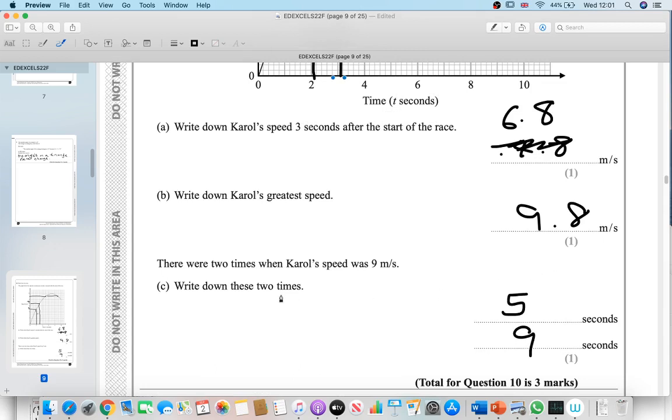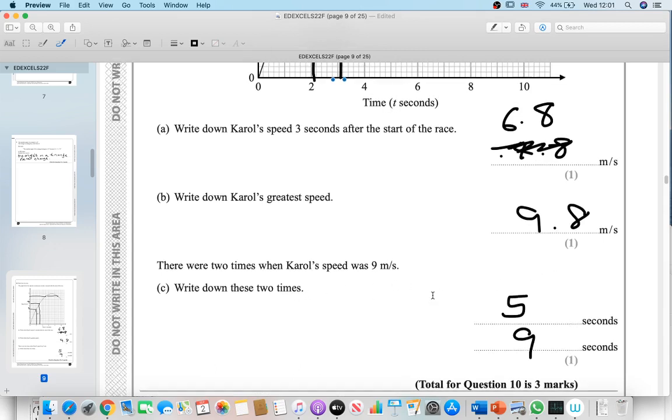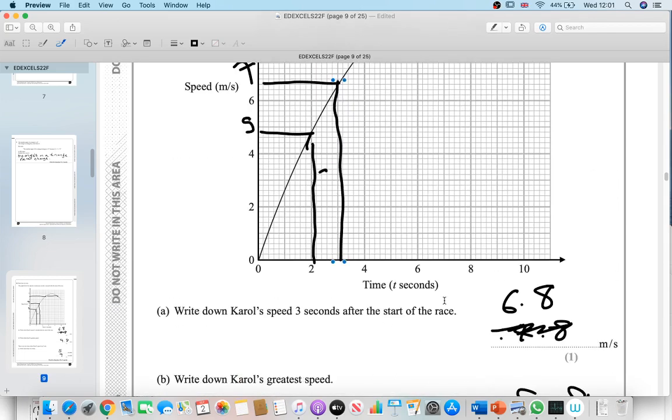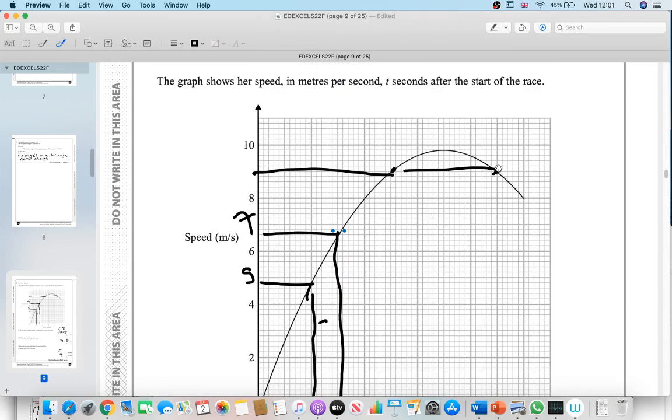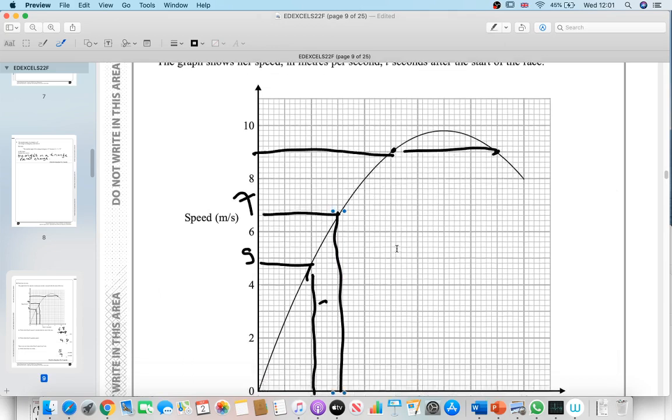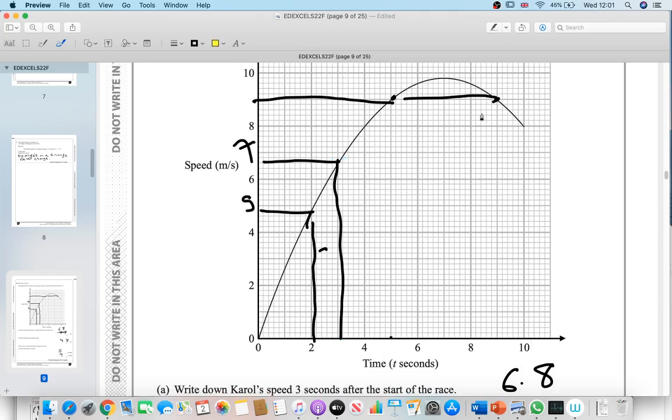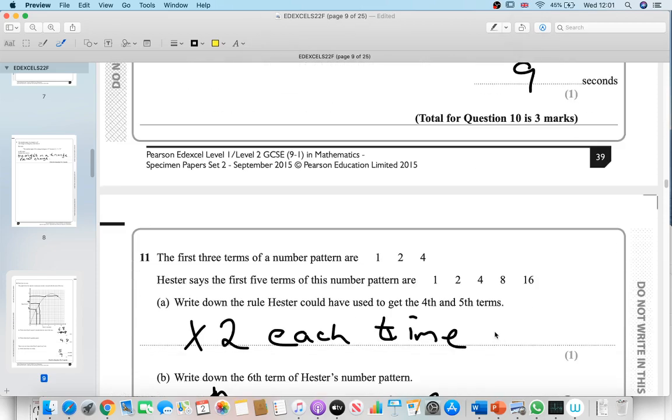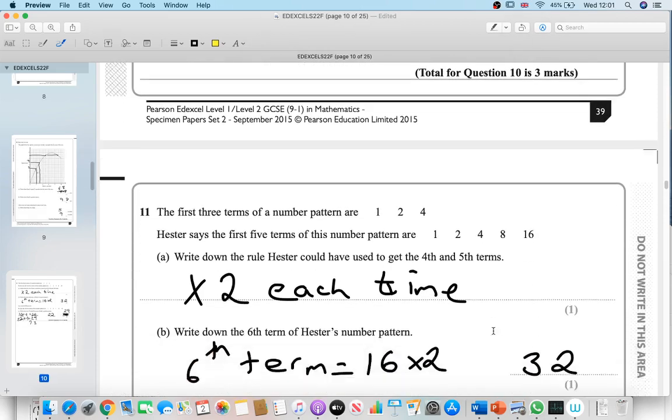I got meters per second. There were 2 times when Carol reached a speed of 9 meters per second. Write these 2 times down. Okay, so it's going to be there and there. So that's when the speed is 9. So it's here, and then it's also going to be here. So 5 and 9. That is my answer there, guys.